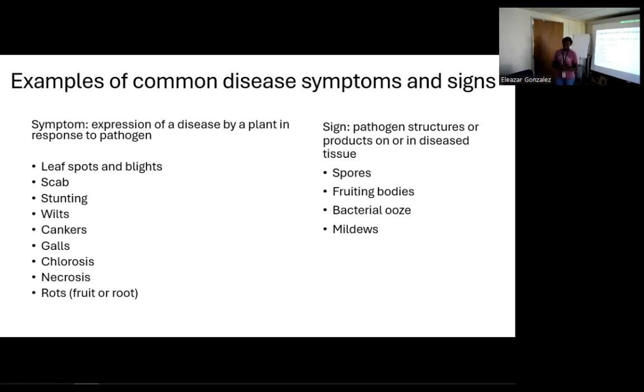For sure, that's a great question. Thank you. So, yes, there's definitely differences in disease incidence and occurrence in the different farming systems, mainly because of the practices used.